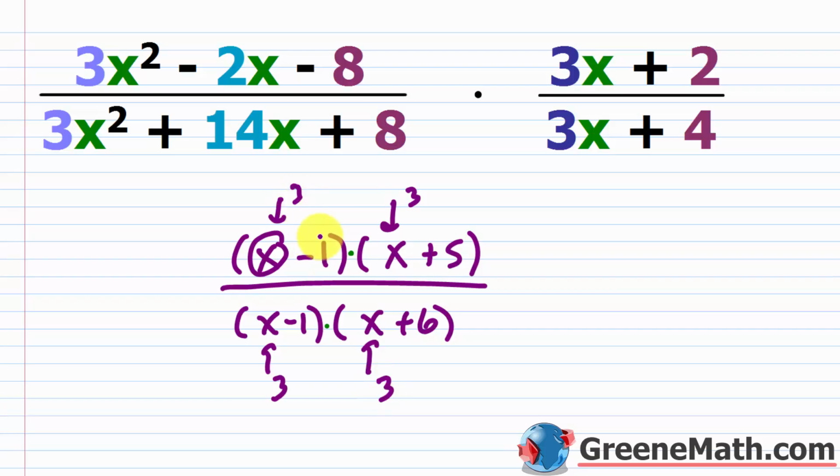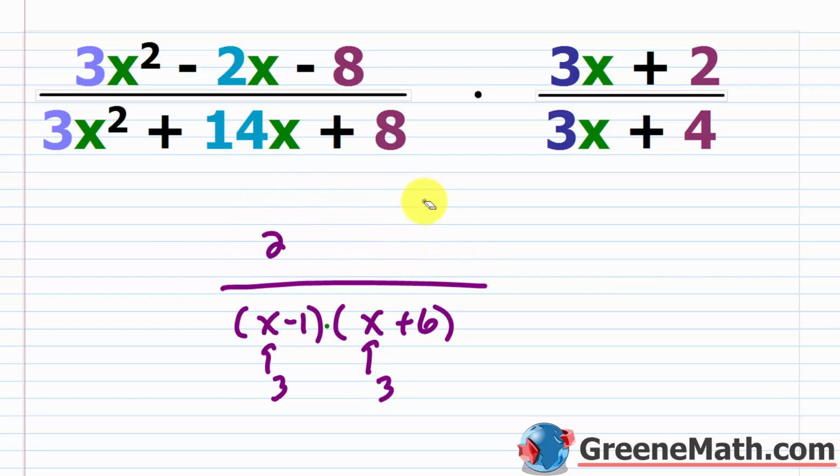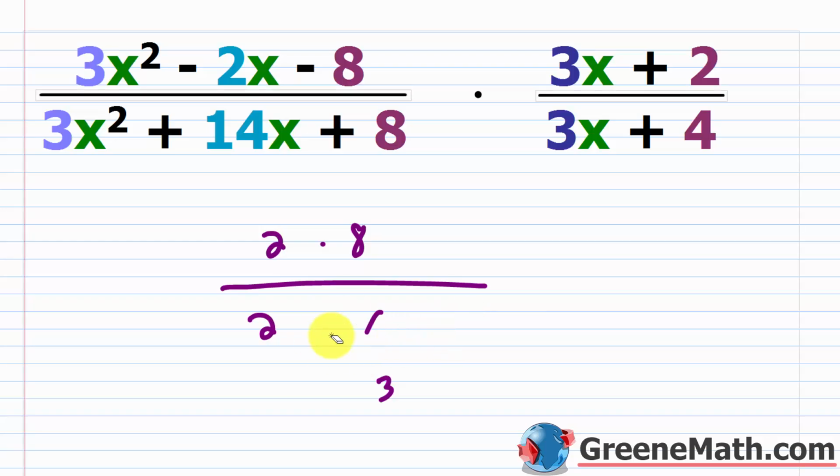Okay, so 3 minus 1 would be 2. So let's say we have 2 there. And then 3 plus 5 would be 8. So now we have 2 times 8. Here we'd have 3 minus 1, which is 2. Okay, we have 2. And here we have 3 plus 6, which is 9.